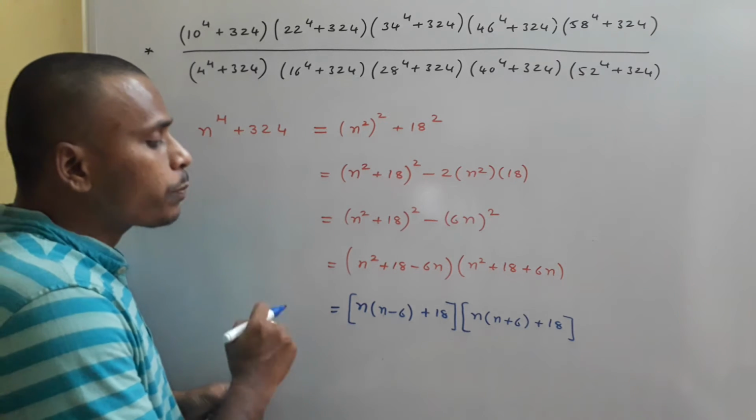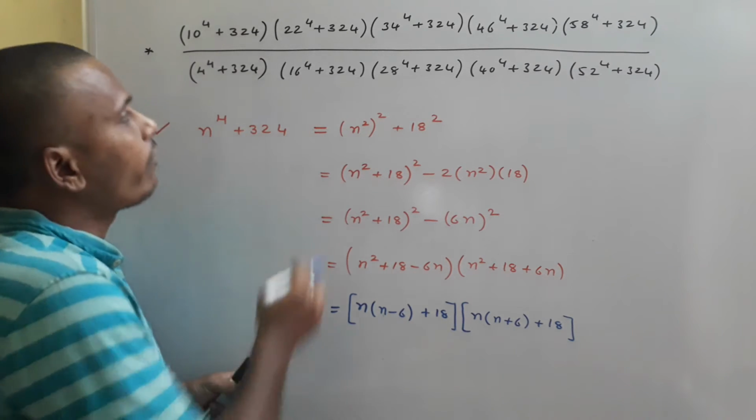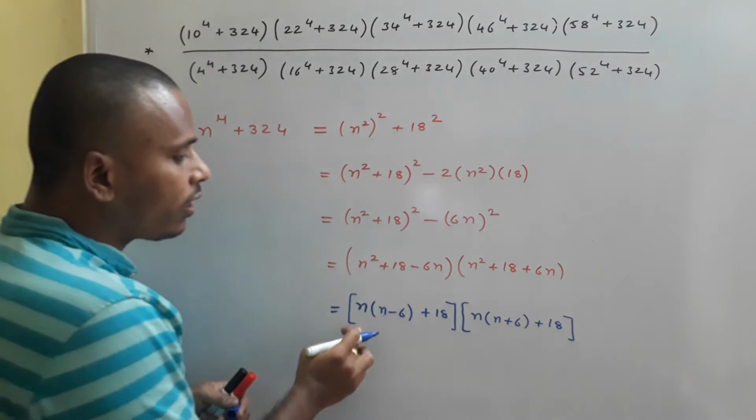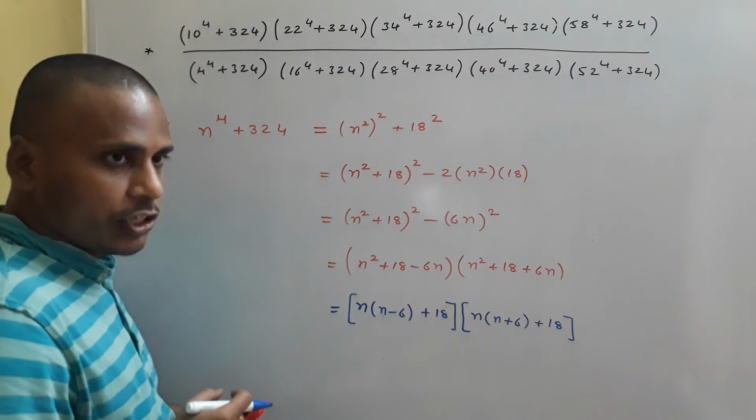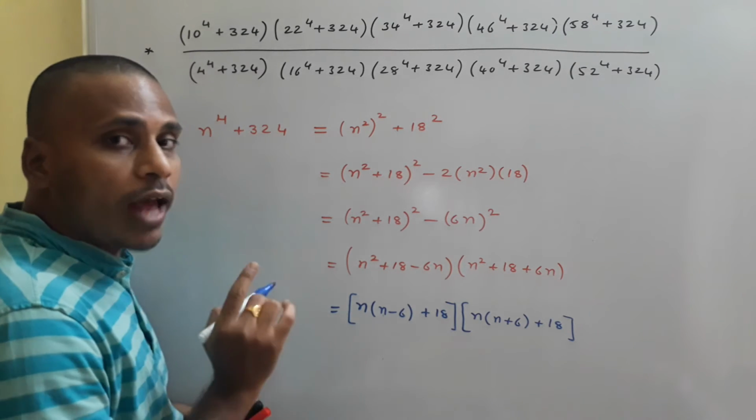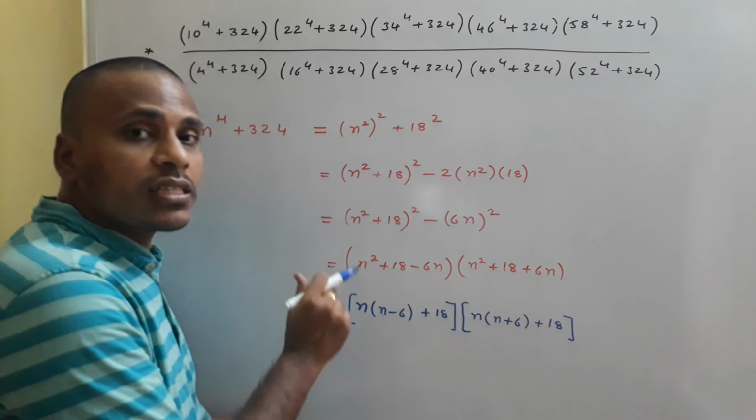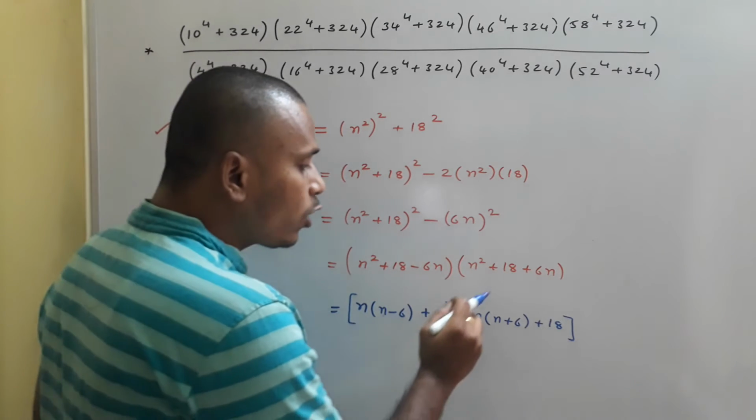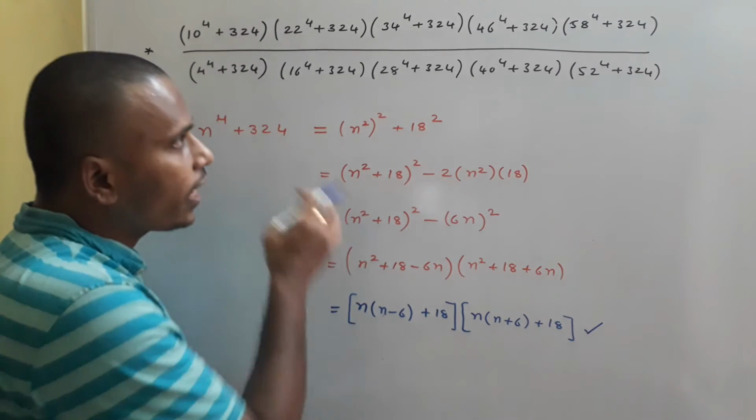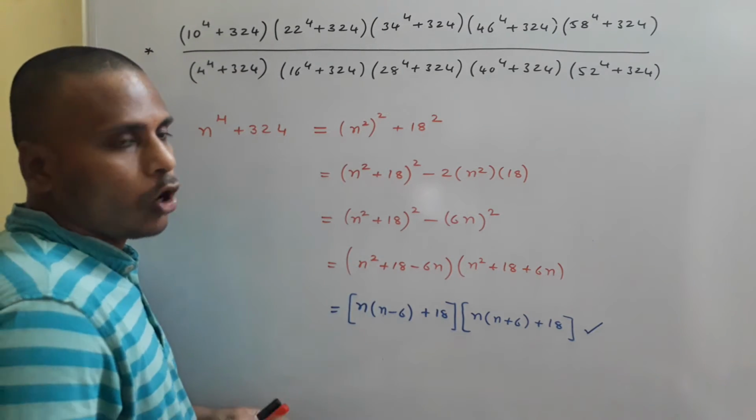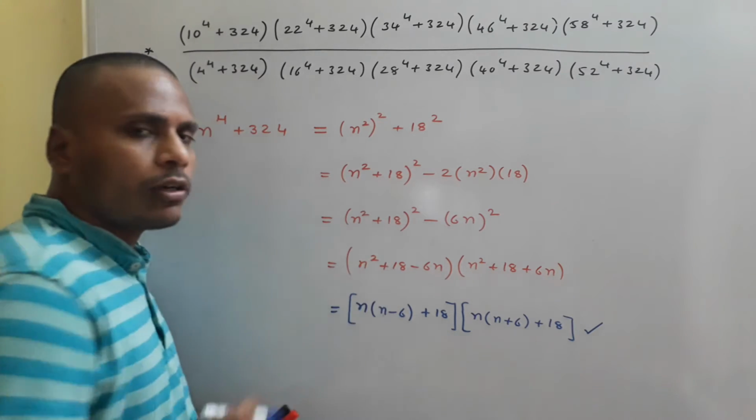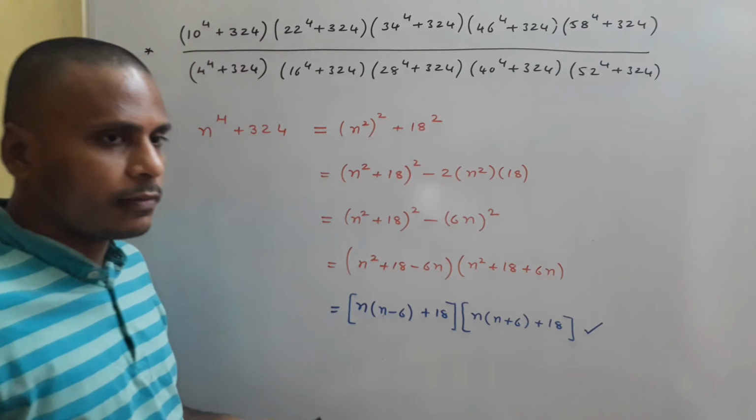So we need to express each and every term of both the numerator as well as the denominator with this particular factorization. At the end we have n power 4 plus 324 as n into n minus 6 plus 18 into n into n plus 6 plus 18. It helps a lot in finding this particular value. Everybody just have a look. Go with the screenshot or otherwise just note it down fast.